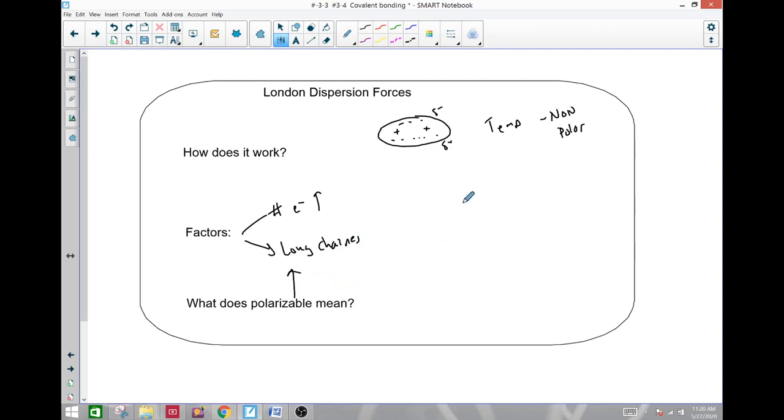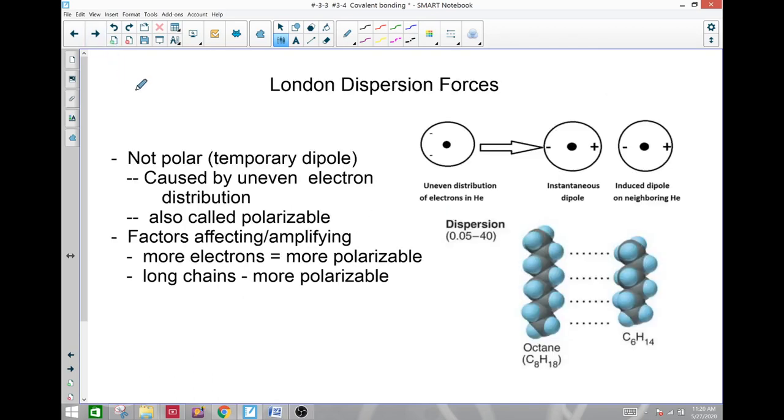That's basically it. You could have some other little wrinkles here. You can induce this to happen. But either way, the more polarizable you are, the more likely this thing can get lopsided. So these are two factors you want to be aware of when dealing with London dispersion forces. Again, temporary dipole, long chains. This is an example of how it works here. We usually abbreviate this as LDF, London dispersion forces.